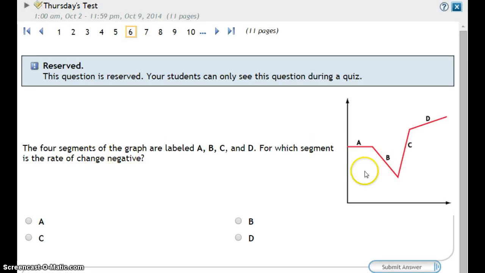Next question, which one of these is negative? The one that's negative is the one that's going down and not up. So C is going up, D is going up, and A we talked about was 0, so the only one going down is B.